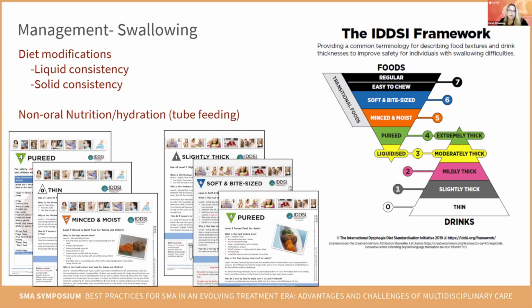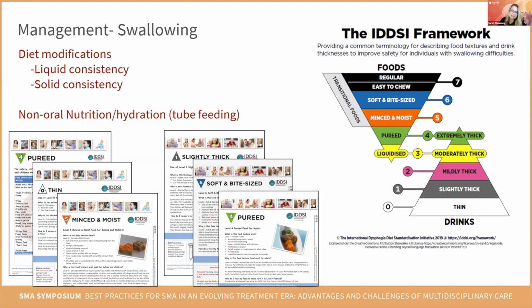I put the framework on the one side where it delineates the food levels from more of a liquidized diet to a regular diet. And then there's the level of consistency for liquids from thin to extremely thick liquids. I know this slide looks a little bit busy, but there are wonderful handouts on this website. On the very left-hand side, I just took a sampling of 3 of the handouts for pediatrics. And in the middle of the screen, there are 3 of the handouts correlating to the different levels for adults.